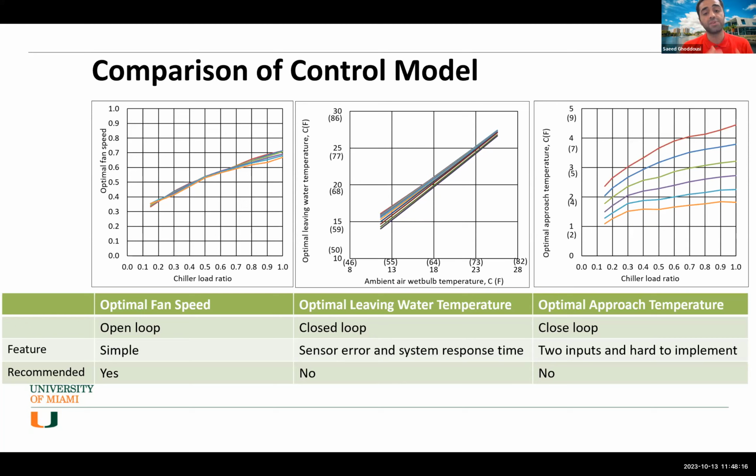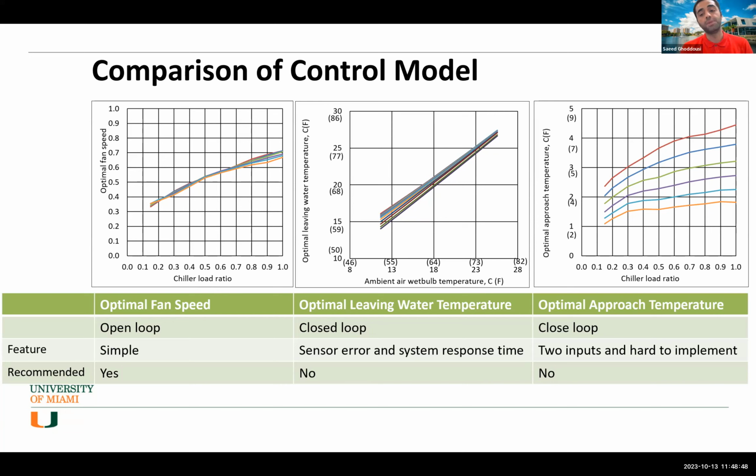This process is not recommended because of a small sensor error. For instance, if the leaving water temperature is really 85 but it senses 84, only 1 degree, it will affect the fan speed and may cause the fan to run inefficiently. This is because we need a closed loop cycle in it. Compared with the optimal fan speed, we cannot recommend this part.